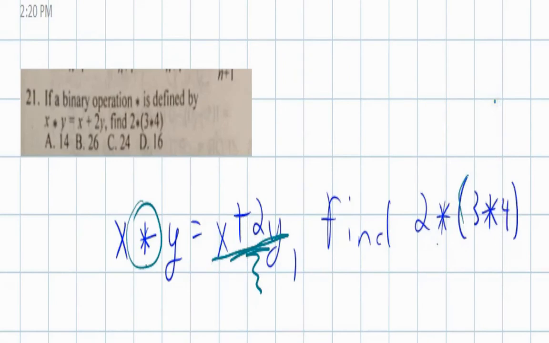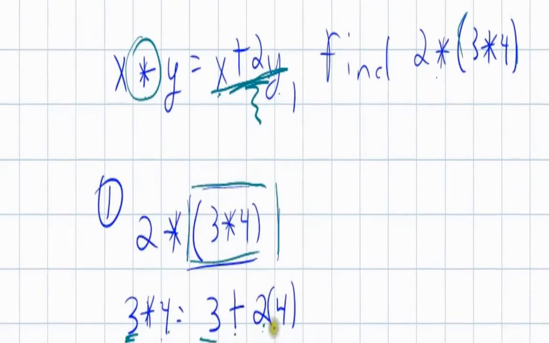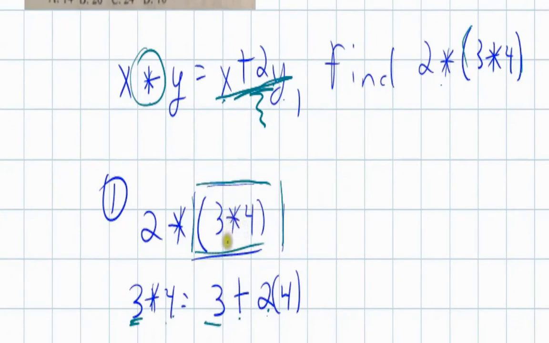Remember, by your basic rules of operation, that you always do what's in parentheses first. So we're going to start off with this 3 star 4. Okay, so what would you do with 3 star 4? Looking back to this, you're going to take the first number and add it to 2 times the second number. So the first number is 3, and you're adding it to 2 times the second number. So 3 plus 2 times 4. So that means that this quantity is now represented by this, which you can do easily, is 3 plus 8, which is 11.